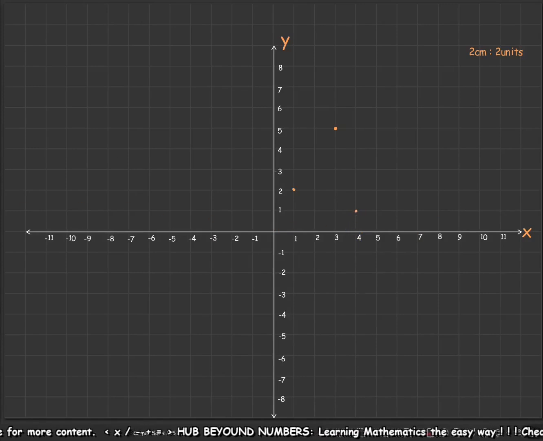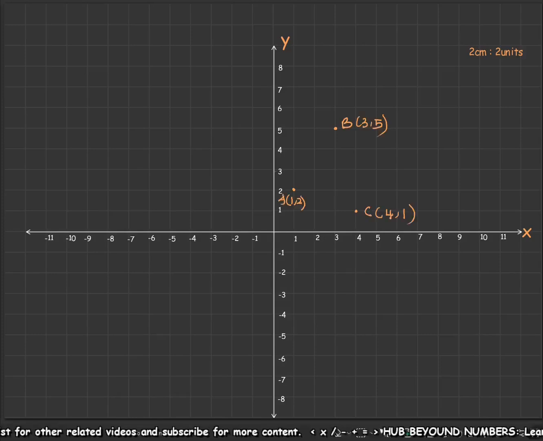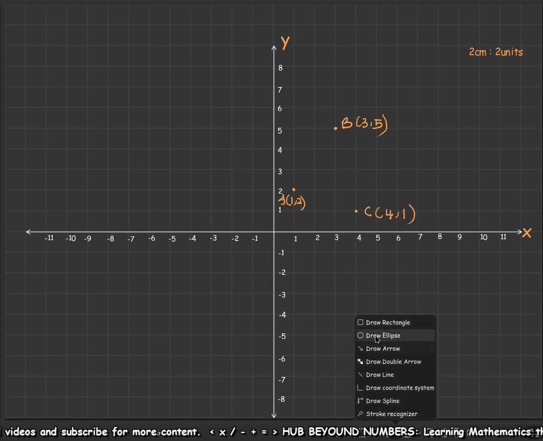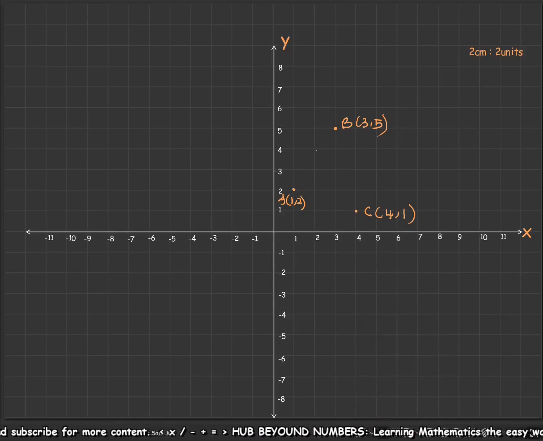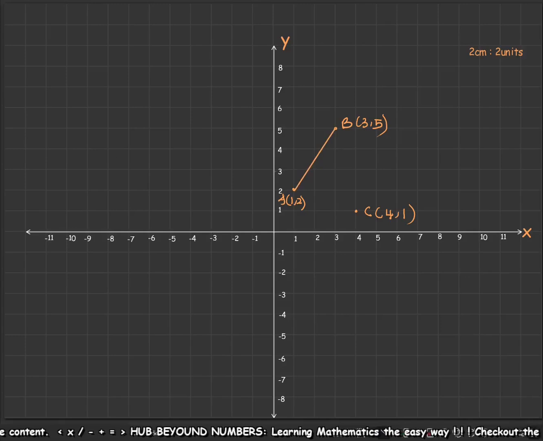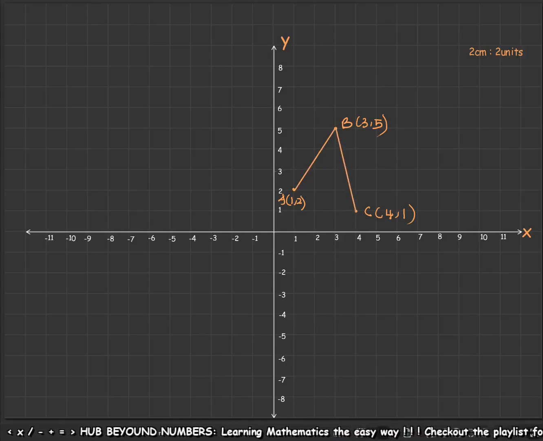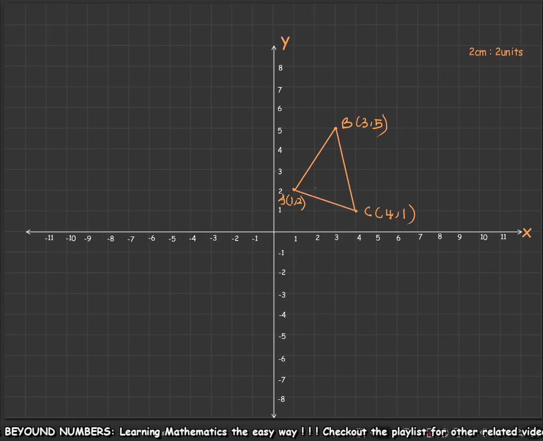So we can put their labels there so that they can be seen clearly. Now that we've been able to label, what you are going to do is, they said it's a triangle, so you'd have to join the lines nicely. So I'm joining these lines to bring out my triangle. So this here is my triangle ABC with their coordinates labeled.